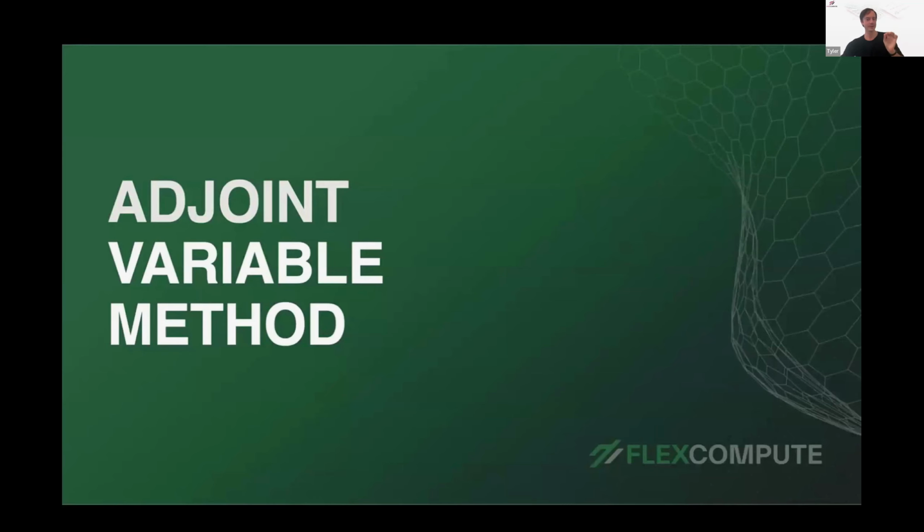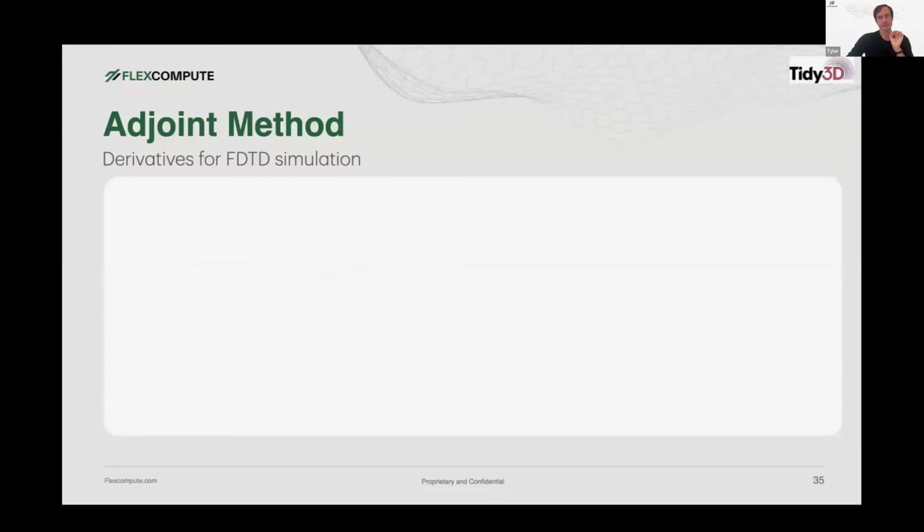Now I need to go one layer deeper into how we compute that VJP. And this is the final layer. Basically, the way we do it is through the adjoint variable method. The adjoint variable method is the way we compute gradients of, essentially, we could say, simulation code. And as an example, we can look at a linear system. So maybe FDTD, you can express it as a linear system.